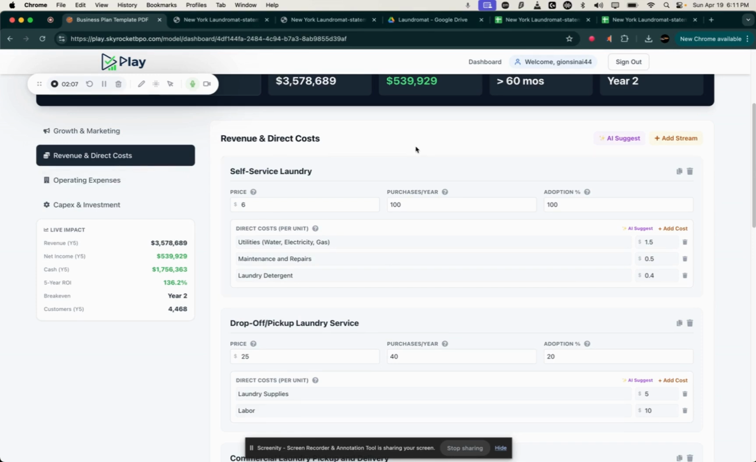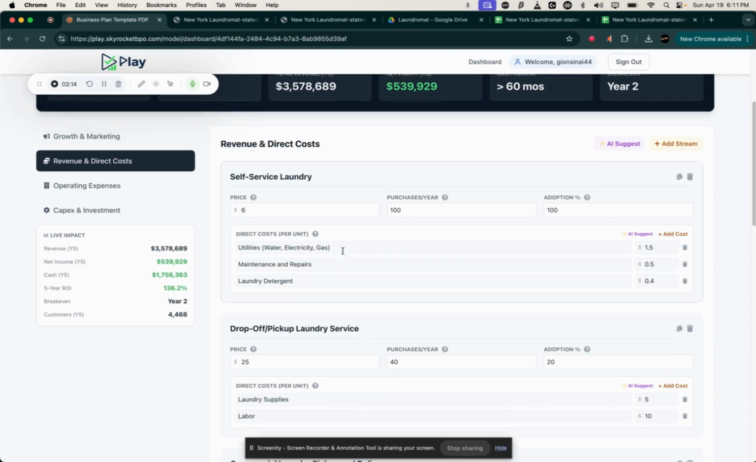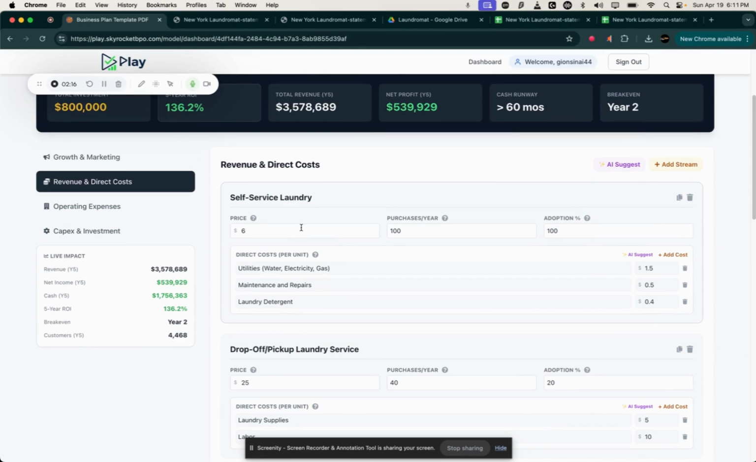So let me first discuss revenue and costs in more detail, so that you get a better idea of how this works. Each revenue source has three input fields. The first one is price, the second one involves purchases per year, and the third one is adoption percentage. I don't have to explain price.